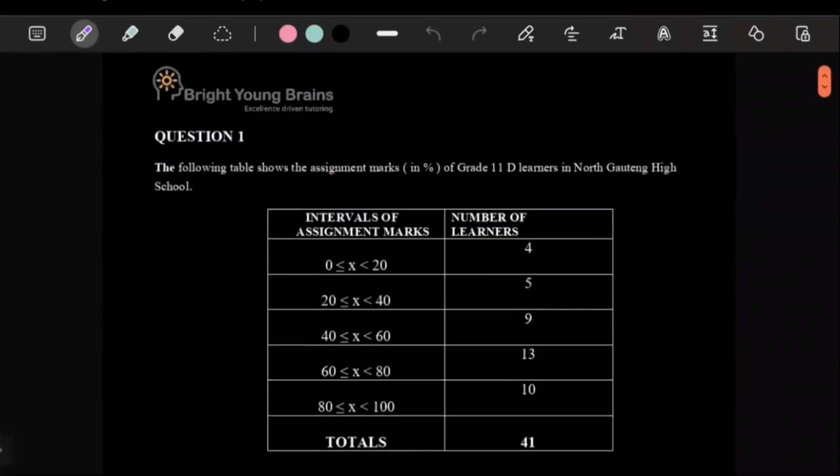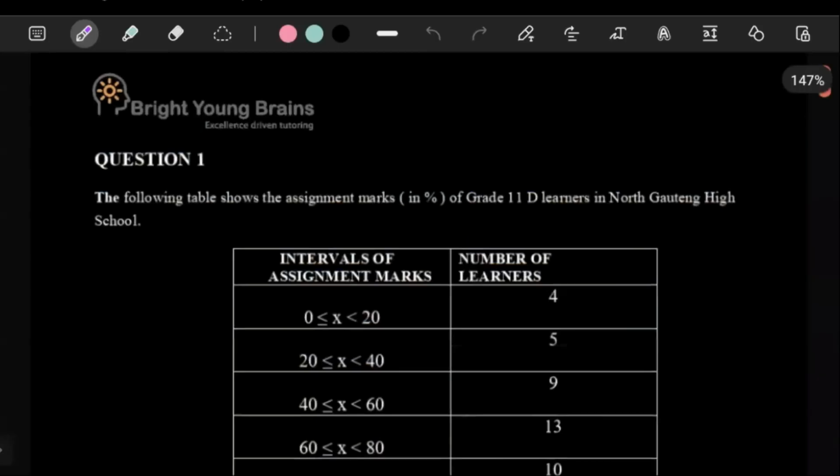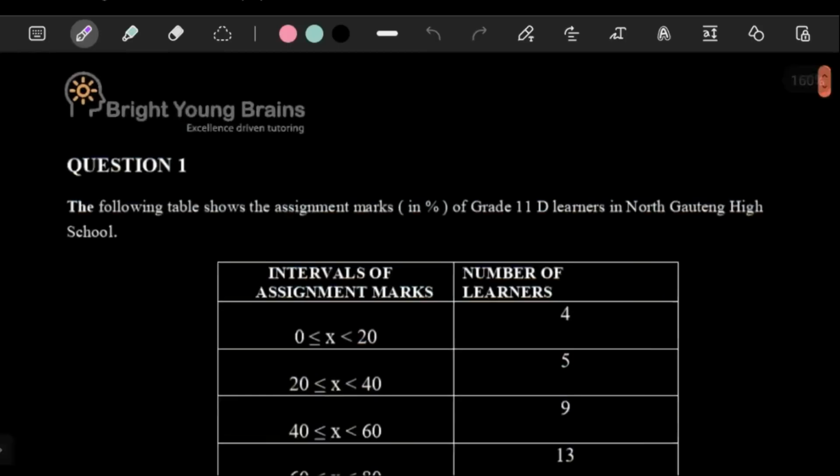So question number 1 is a straightforward question. It says here, the following table shows the assignment marks in percentage of grade 11D learners in North Gauteng High School. 11D, like the class number.